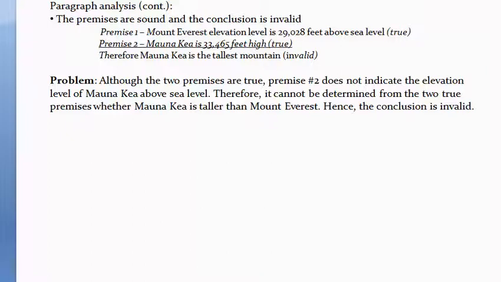Problem. Although the two premises are true, premise number 2 does not indicate the elevation level of Mauna Kea above sea level. Therefore, it cannot be determined from the two premises whether Mauna Kea is taller than Mount Everest. Hence, the conclusion is invalid.